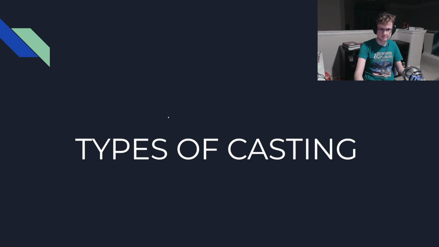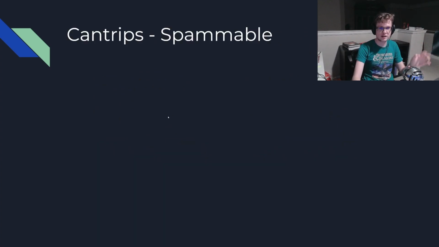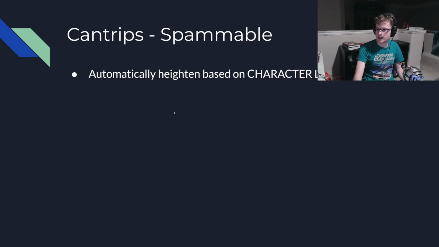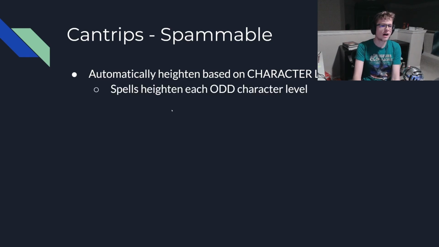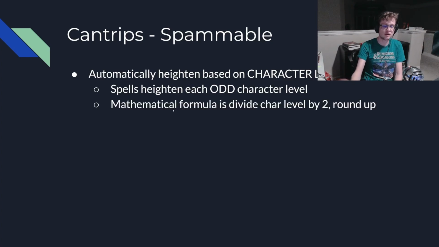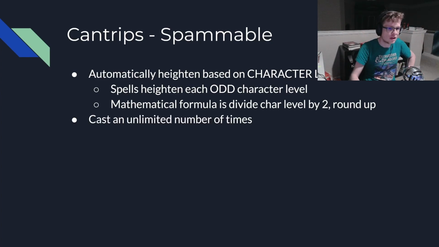Now, types of casting. First, let's go over cantrips. These are spammable. They automatically heighten based on your character level. Spells heighten at each odd character level. So this means if you are a level 3 character, you're going to be casting second level cantrips because you'd only have access to like second level slots. And the mathematical formula behind that is you divide your character level by 2 and then round up, which is just so clumsy. I think that we shouldn't have been calling spells by spell level and character level because that's so awkward, but yeah.